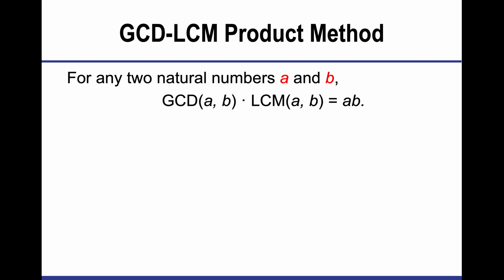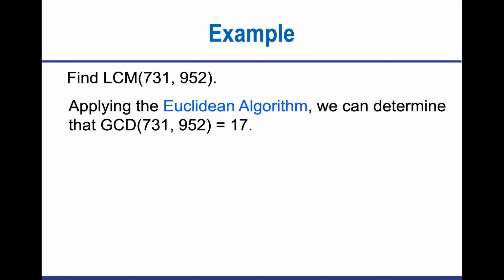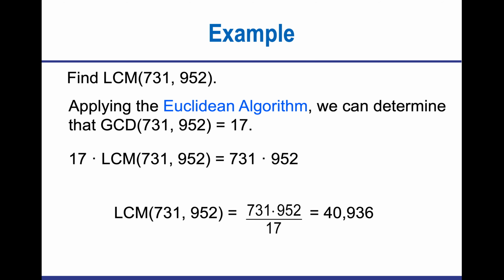For any two natural numbers, if I take the greatest common divisor and I multiply it by the least common multiple, I should get the same thing as the original product. So if I wanted to find the least common multiple of this, I could use the Euclidean algorithm or the repeated division to get my greatest common divisor of 17. I could take that, multiply it by the least common multiple, and I should get back to where I started, which would be A times B.